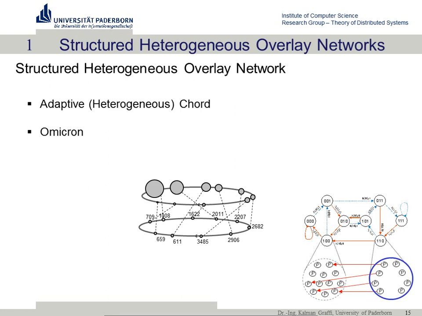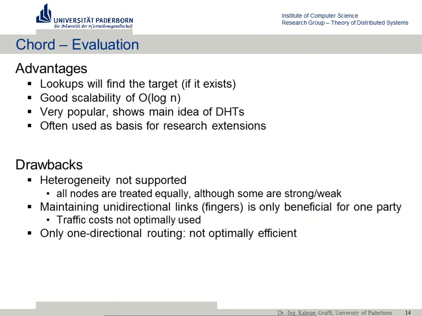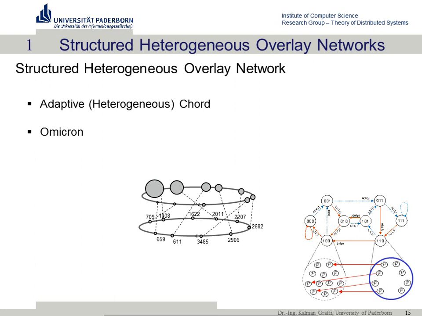And one of the examples I want to go into is how to treat the problem of heterogeneity. So what can be done to have nodes that are stronger also have more load, or what can be done to give them more load and to take the load away from very weak peers. And there I want to present two approaches: first, Adaptive Chord, and Omicron. As you see, typically the extensions are done with Chord and not with Pastry, but they also apply to Pastry.